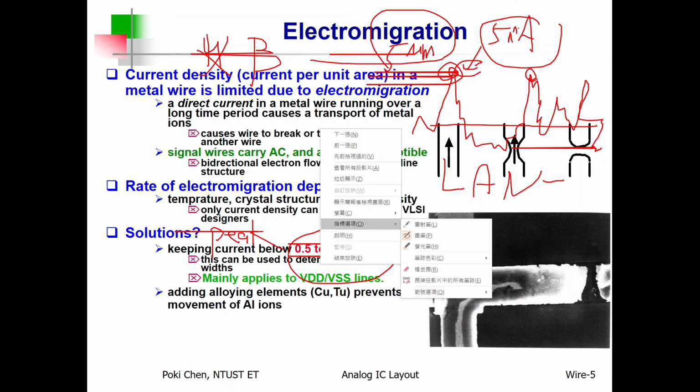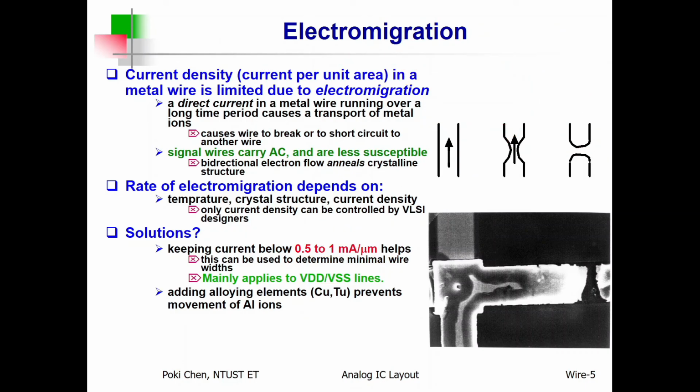Anyway, if you don't follow my recommendation, then something may go wrong according to electron migration. Yeah, if the current, I'm talking about the DC instead of AC. Okay.